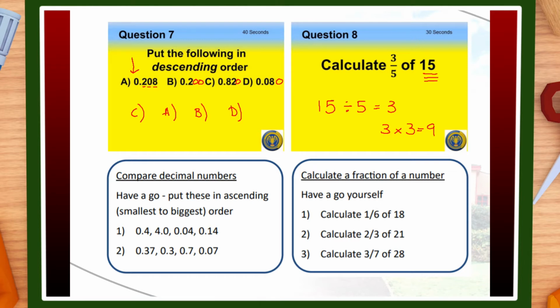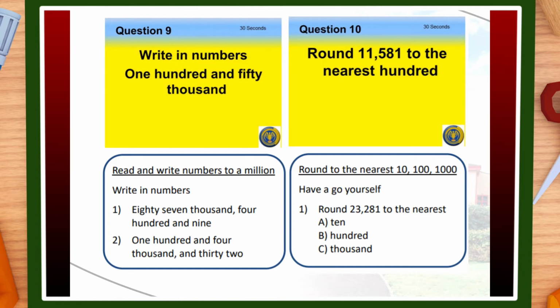Again, pause and try the questions now. Question 9 and 10. Write in numbers, 150,000. There we go, and we'll move straight on from that one. That's one just to have practice.